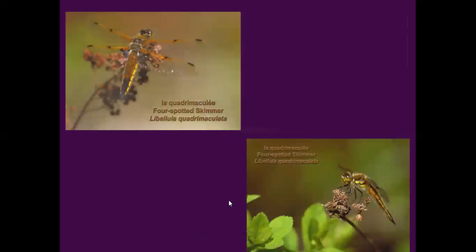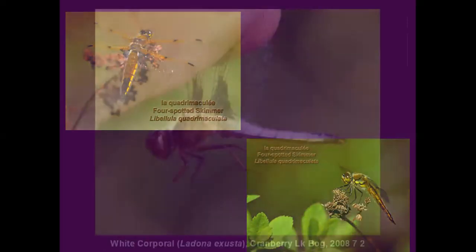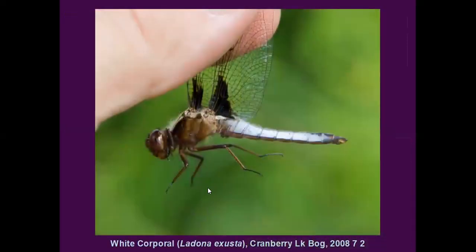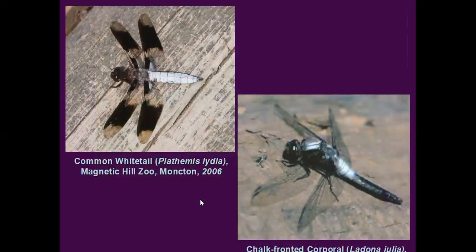The 4-spotted skimmer is found all over North America and Europe and Asia. So it's a widespread dragonfly. The white corporal is a more southerly species, but spreading north as we speak. The common whitetail is a very spectacular dragonfly, which is one of the better studied species. The female can lay 2,000 eggs at a sitting and can probably lay eggs 5 or 6 times in her adult lifespan. So it's definitely a prolific species.